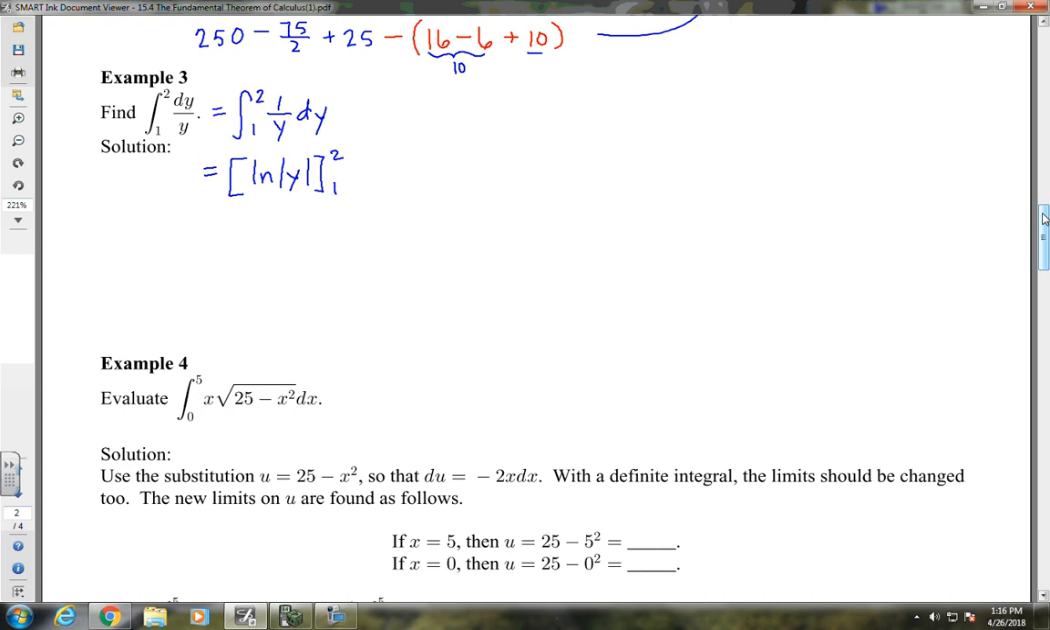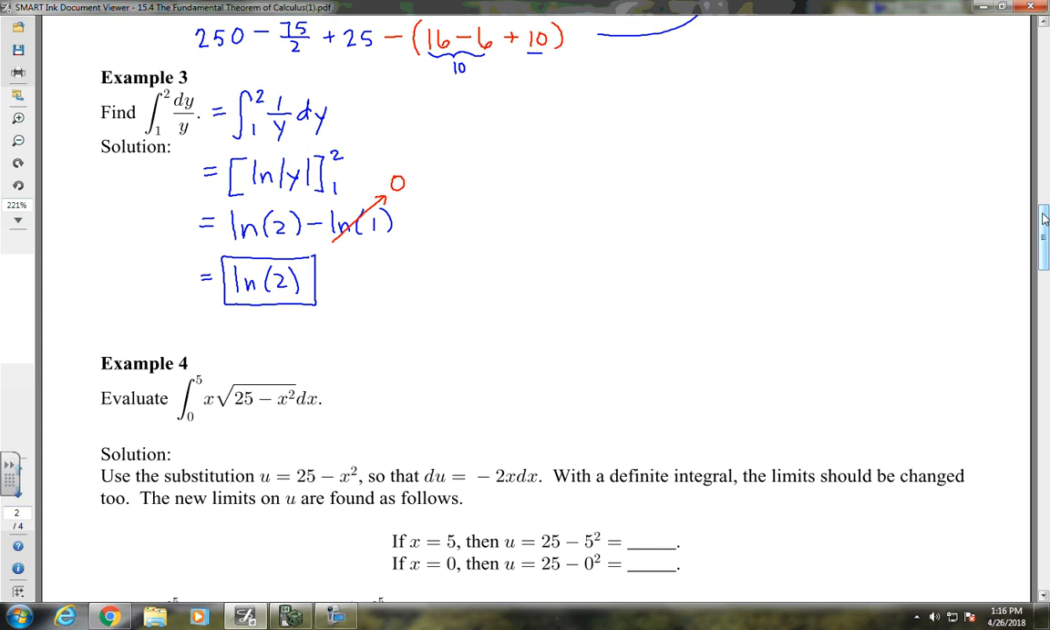So applying our fundamental theorem of calculus, we plug in our upper limit of integration. Notice 2 is positive, so absolute value bars are really unnecessary. I can just write natural log of 2 minus natural log of 1. Now, do you remember what natural log of 1 is? That's equal to 0. Of course, if you forgot that, you could type it into your calculator and find that information very quickly. So the exact value for our definite integral there is natural log of 2.